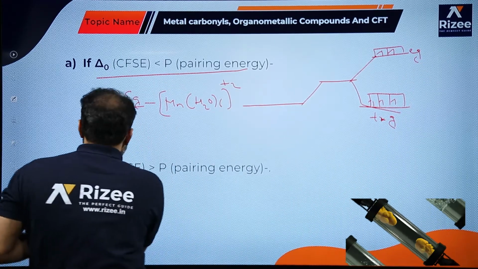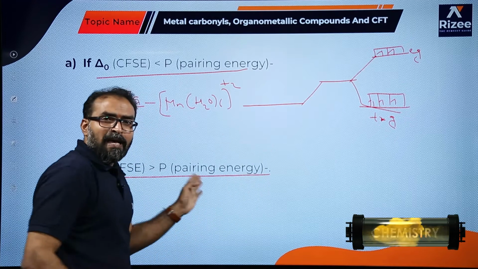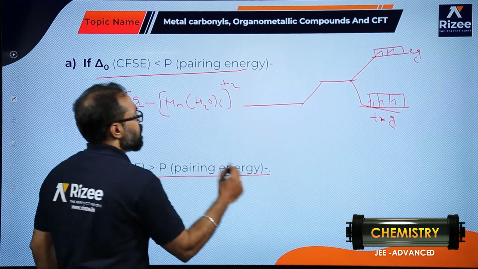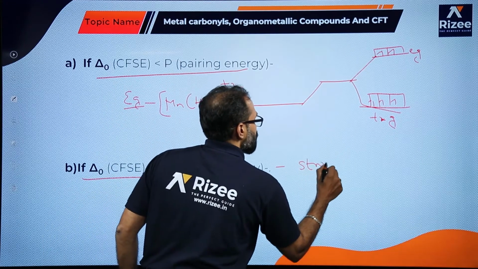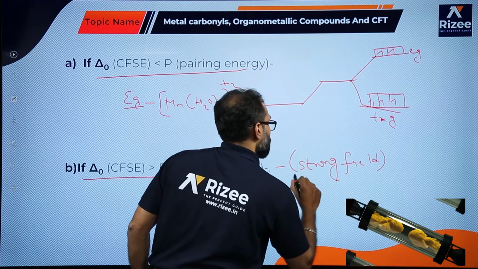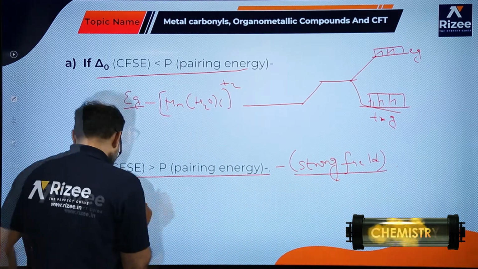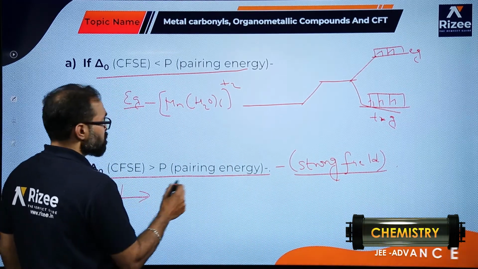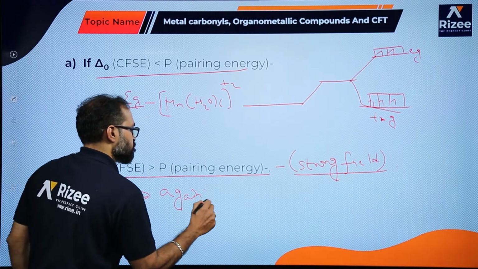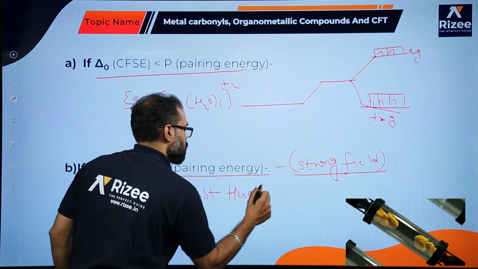Now, if delta naught is greater than P, where will it happen? If the ligand is a strong field, then only it will happen. In this case, what will happen? Pairing will take place against Hund's rule.